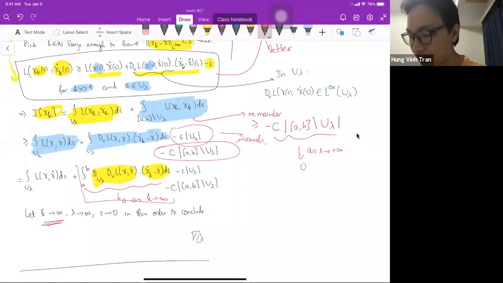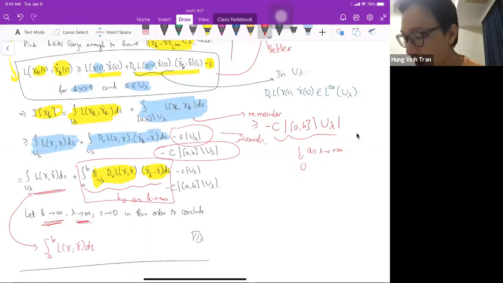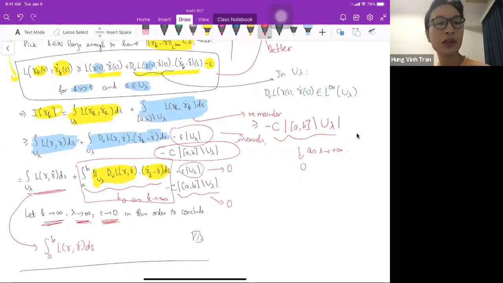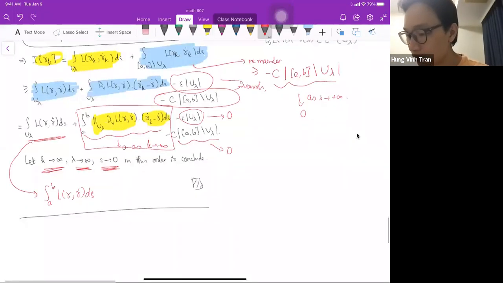Okay, and after k goes to infinity, you take lambda goes to infinity, because if lambda goes to infinity, then you have this integral converging to the integral from a to b of L gamma dot ds. And when lambda goes to infinity, it doesn't matter. This one also goes away. And eventually epsilon goes to zero to have this one go to zero. So once you have done that, we are done.